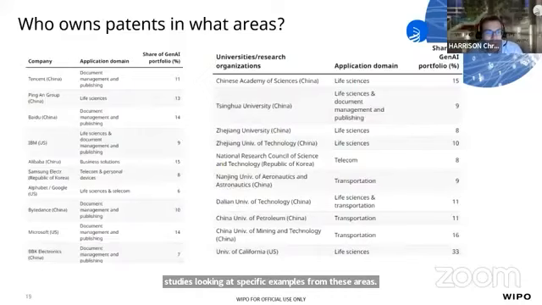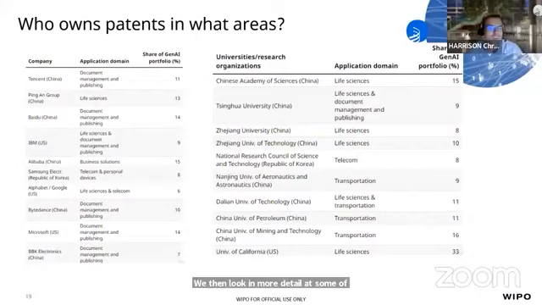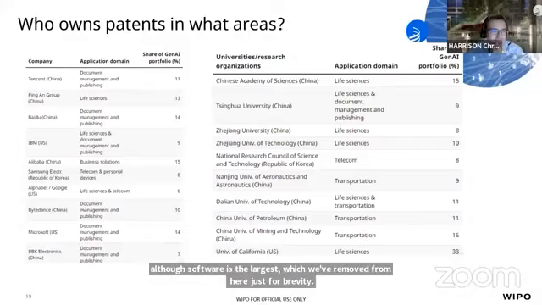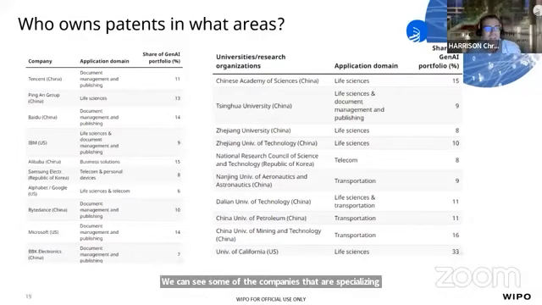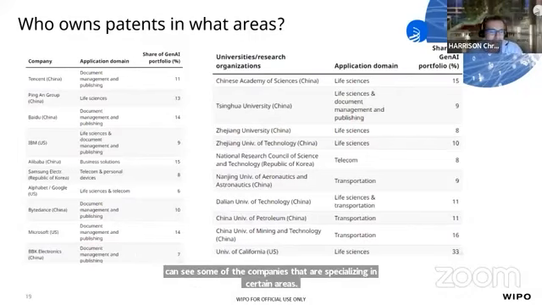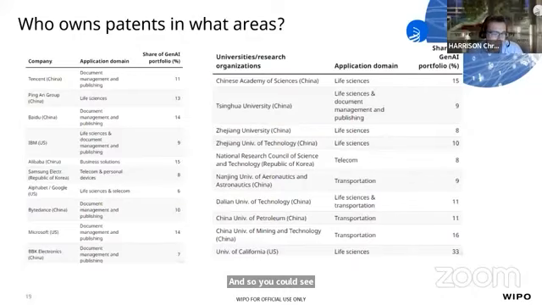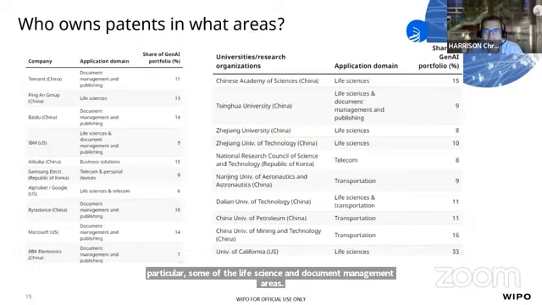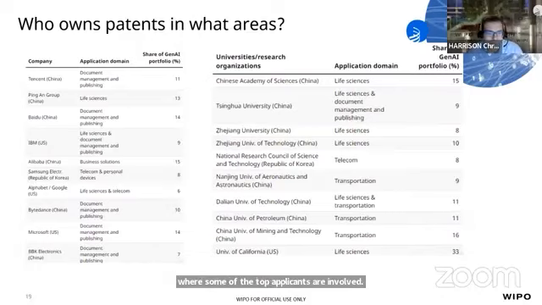We then look in more detail at some of the companies with the proportion of their portfolio which relates to these different applications. And although software is the largest, which we've removed from here just for brevity, we can see some of the companies that are specializing in certain areas. And so you could see in particular some of the life science and document management areas where some of the top applicants are involved, and similarly in the life science space within the academic sector as well.